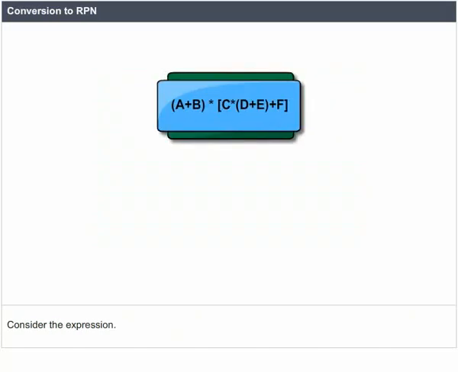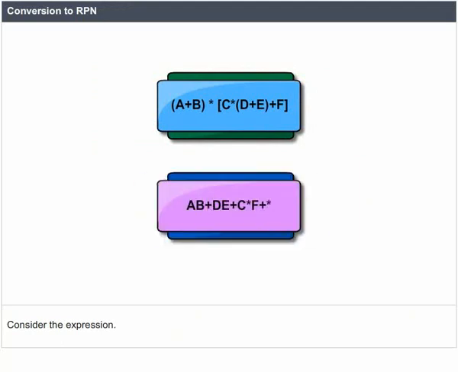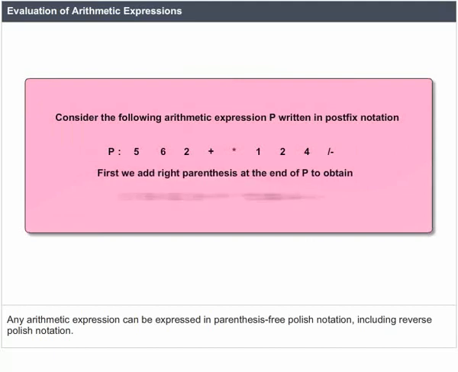Conversion to RPN. Consider the expression A plus B star C star D plus E plus F. AB plus DE plus C star F plus star. Evaluation of arithmetic expressions. Any arithmetic expression can be expressed in parenthesis-free Polish notation, including reverse Polish notation.